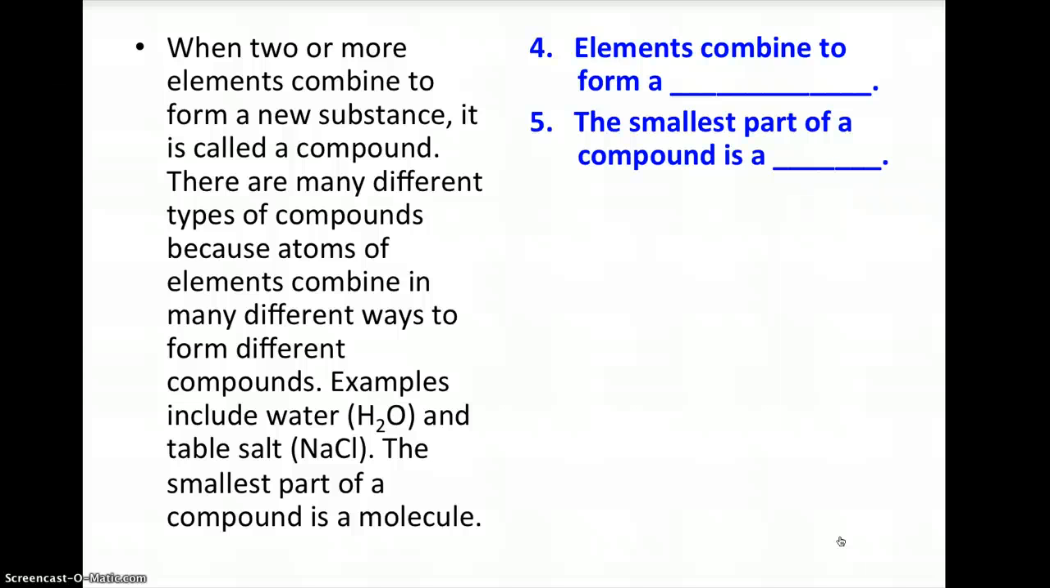So remember, water is a compound. Water, ice, and water vapor are all H2O. NaCl is a compound. That's salt. That's sodium chloride. They're combined together. If you take them apart, they're not salt anymore.